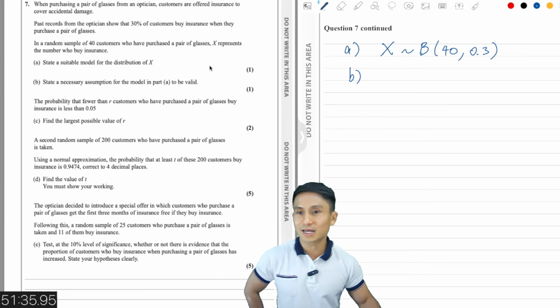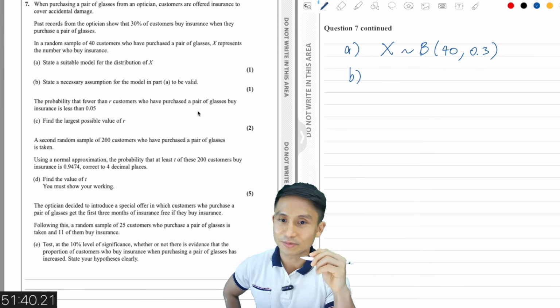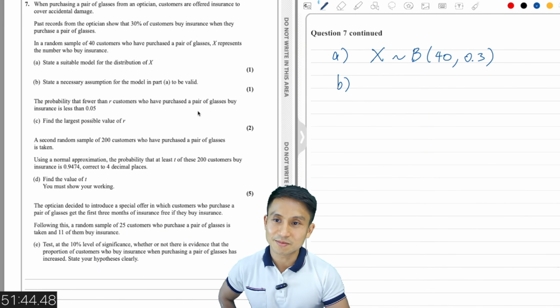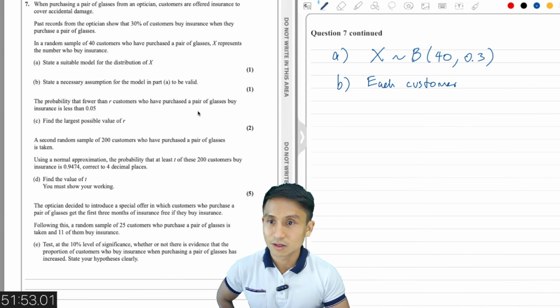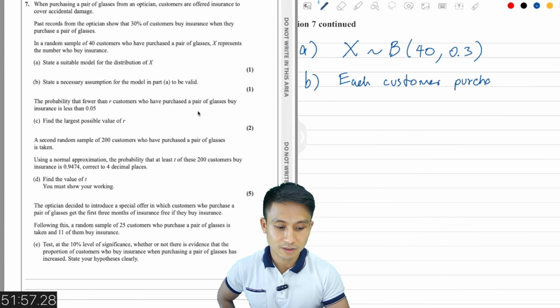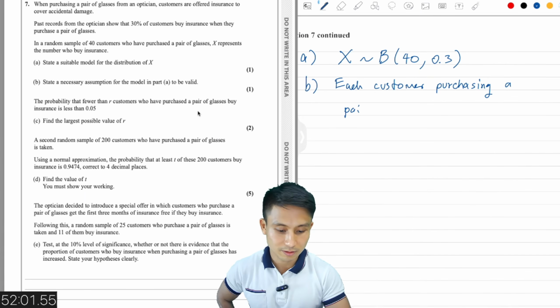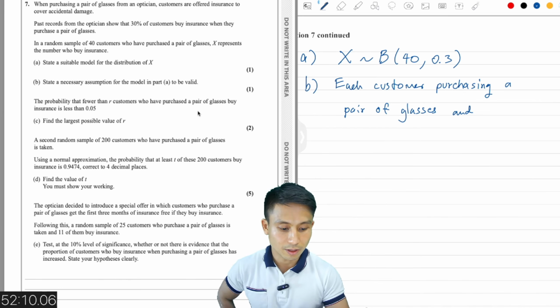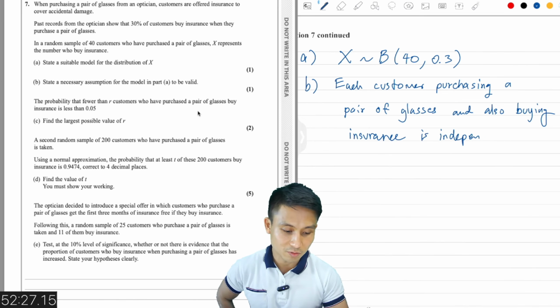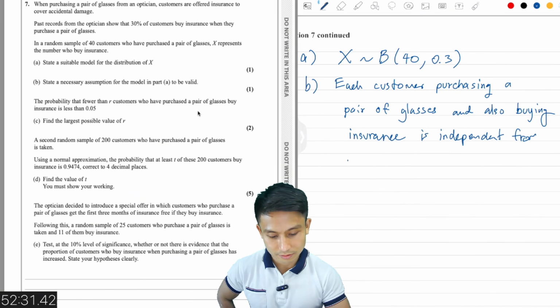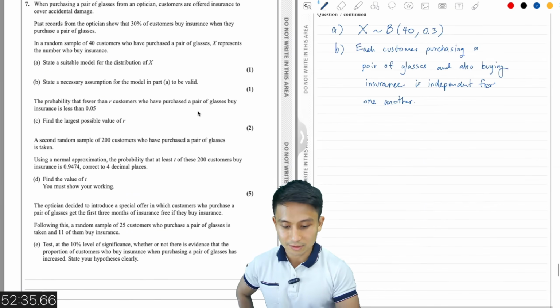B, state the necessary assumption for the model in part A to be valid. Well, yeah, independent events can work. So each customer purchasing a pair of glasses and also buying insurance is independent, basically, just that keyword there, from one another. Yeah, so that's the key assumption there, very important.